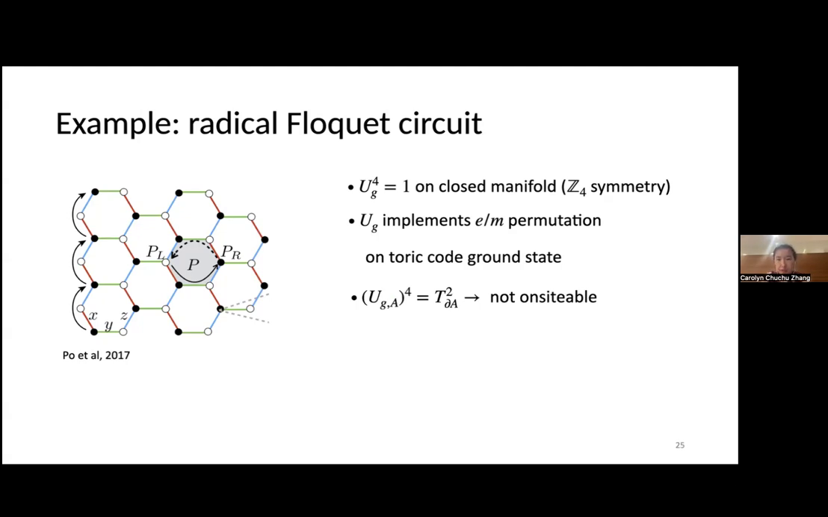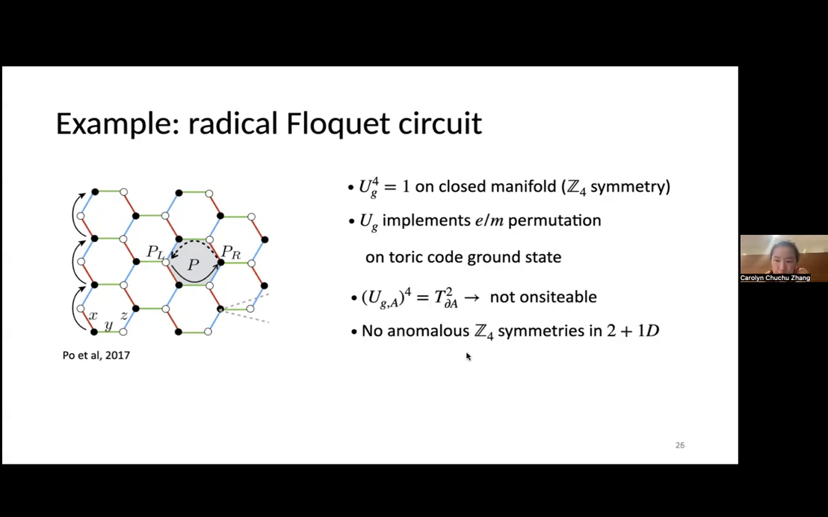A very crucial property of the symmetry that we will be using is this: if you take this U_G and initially consider it on some closed manifold like a sphere, then U_G to the fourth power is equal to 1. However, if you restrict the symmetry to a patch, so you take a region, a large disk A, and then you take it to the fourth power, what they found is that this gives you a translation squared. So it translates a qubit, 2 qubits basically, if you take it to the fourth power. And what we'll show is that that means that it's not onsitable. Because U_G,A to the fourth power is equal to translation squared, it's not onsitable.